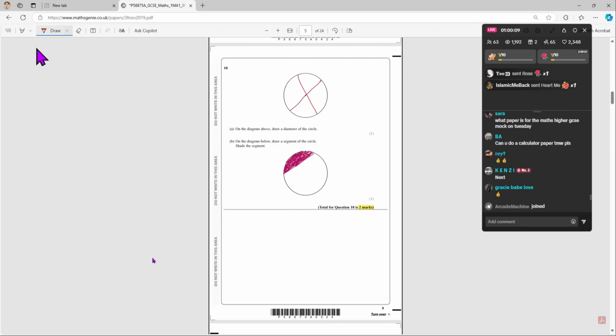What papers for the maths higher GCSE mock on Tuesday? So I don't know. I actually don't know.